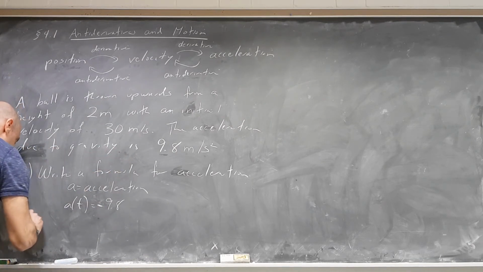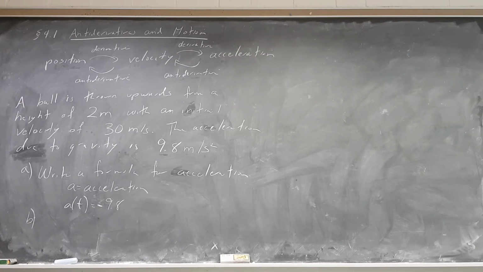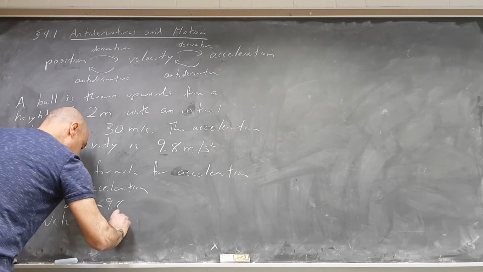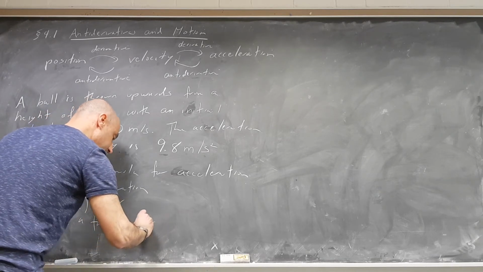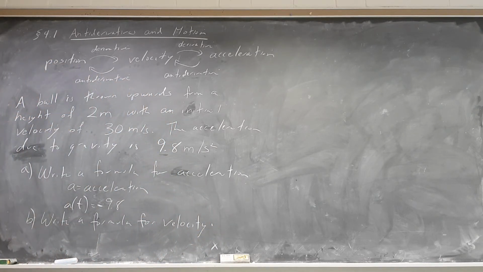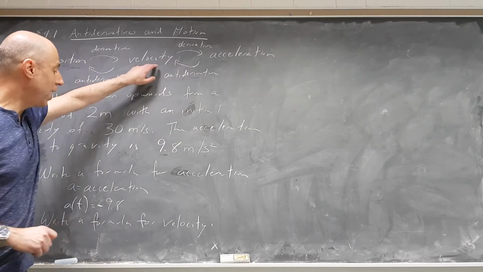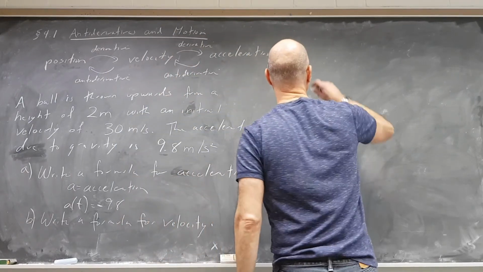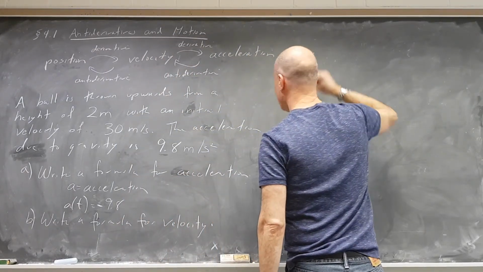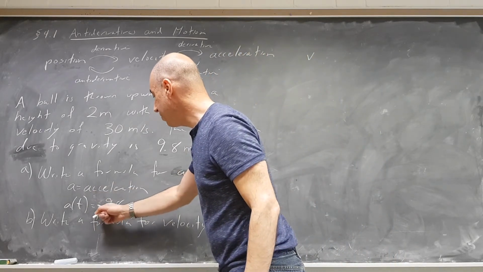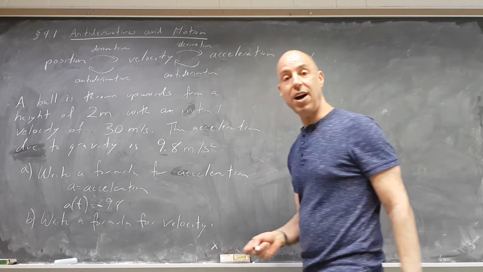So B, let's write a formula for velocity. We know to go from acceleration to velocity, we want to go ahead and take the antiderivative. So velocity is going to be the antiderivative of acceleration. You know from your rules for antiderivative what the antiderivative of a constant is.